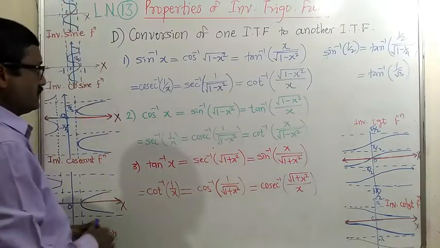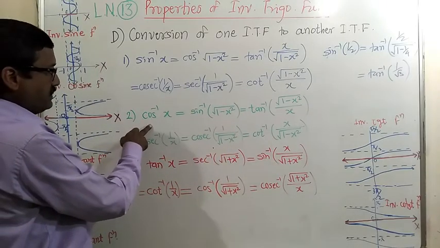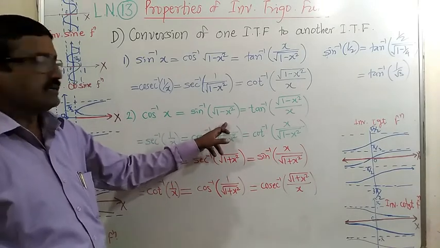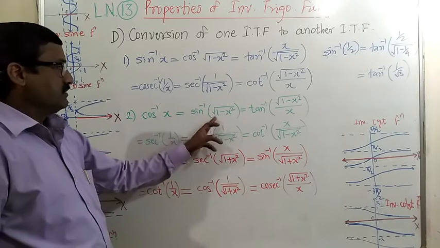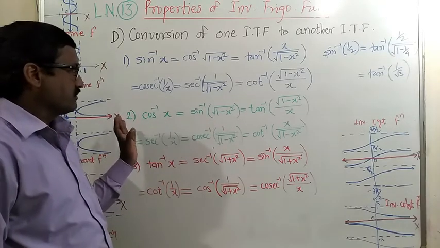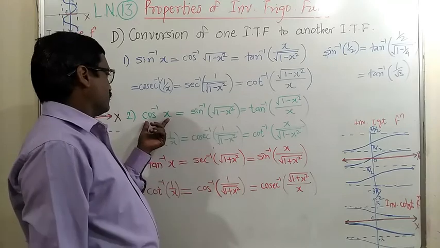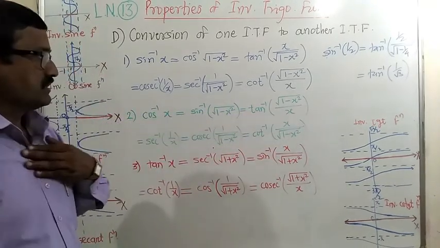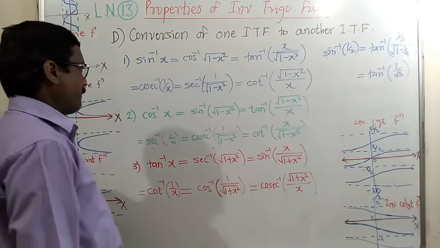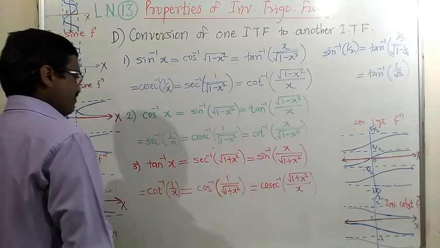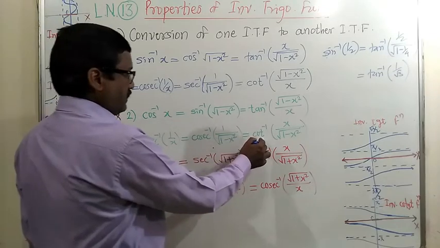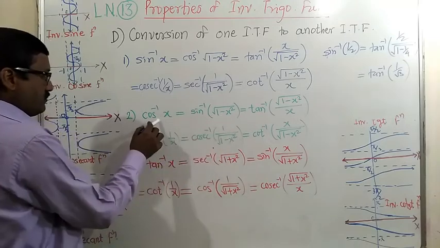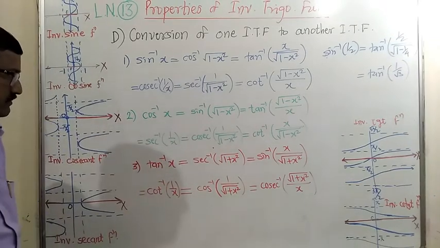Similarly, let us see the second group. Here cos inverse of x is given, so this cos inverse of x is equal to sin inverse of root 1 minus x square. We can obtain this from the relation between sin and cos function. So we know now cos inverse and sin inverse, so we get x upon root 1 minus x square upon x. Similarly, from tan we can obtain cot inverse, from sin inverse we can obtain cosec inverse, and from cos inverse we can obtain sec inverse.